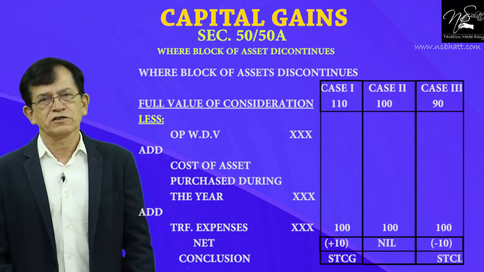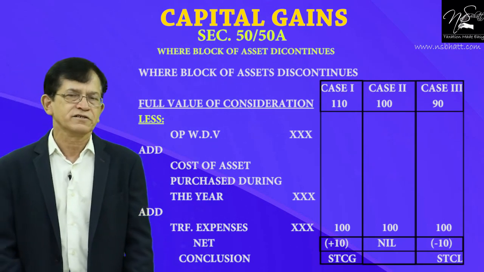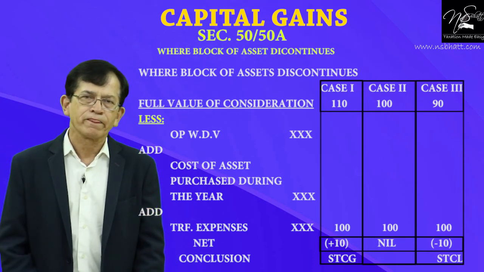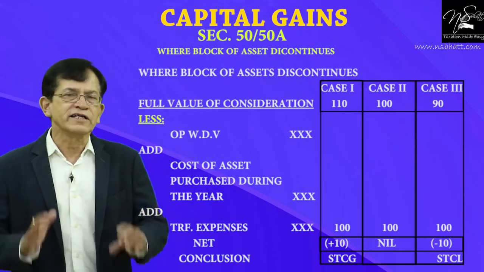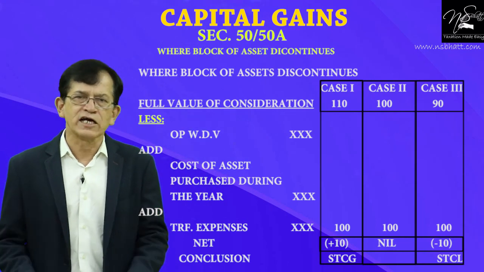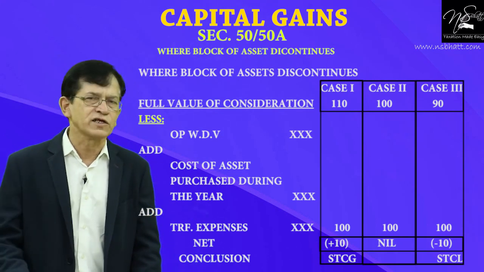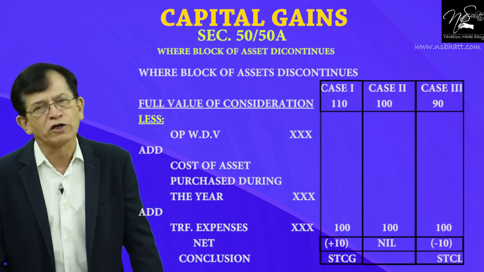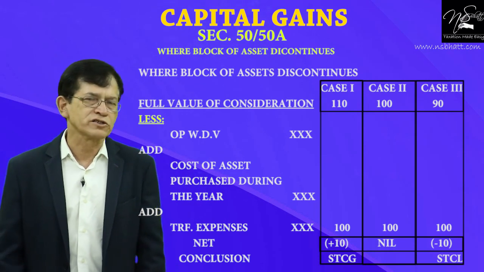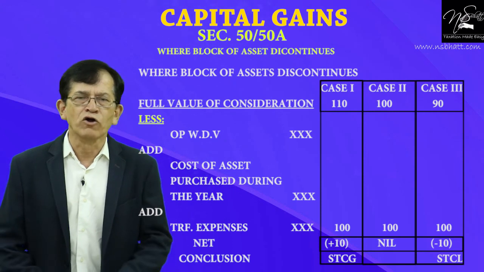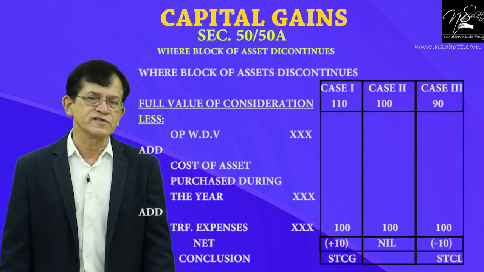When it comes under the block of asset, it loses its individual identity, and therefore it is the inbuilt characteristic of the block of asset under section 50. Then any gain that may arise or any loss that may arise, whether the asset is short term or long term, the net result will always be called either short term capital gains or short term capital loss. There is no concept of long term capital gains or long term capital losses as far as depreciable assets are concerned.